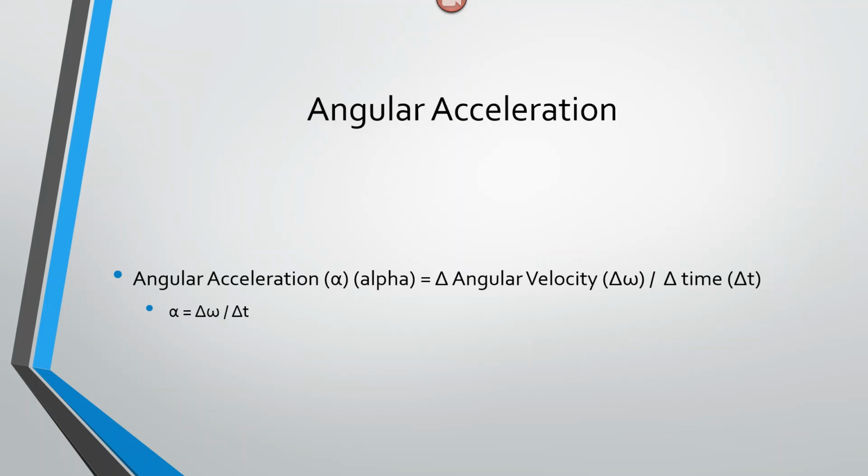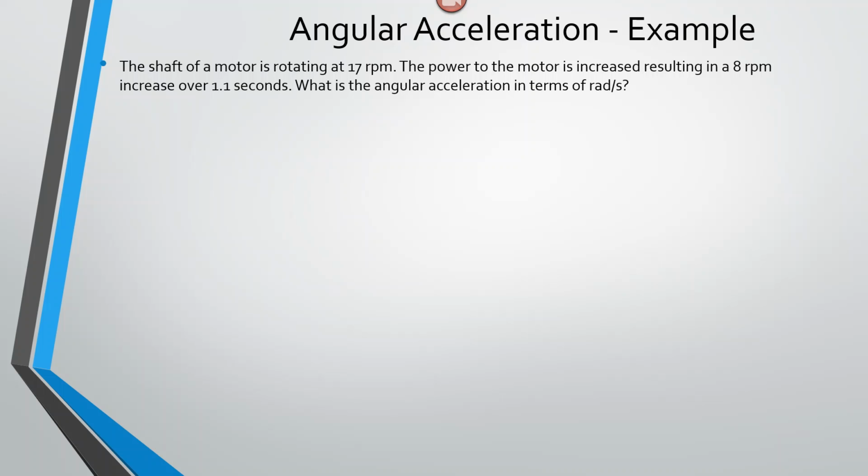Angular acceleration is the same thing as our linear acceleration: change in angular velocity divided by change in time. So we have a shaft on a motor rotating at 17 RPM. The power to the motor is increased, resulting in an 8 RPM increase over 1.1 seconds. What is the angular acceleration in radians per second? It should be second squared.